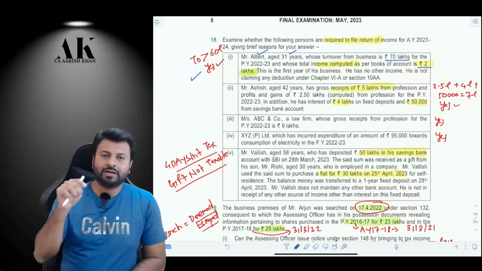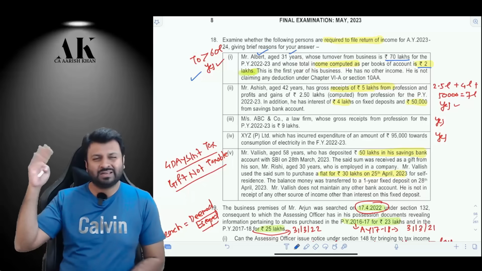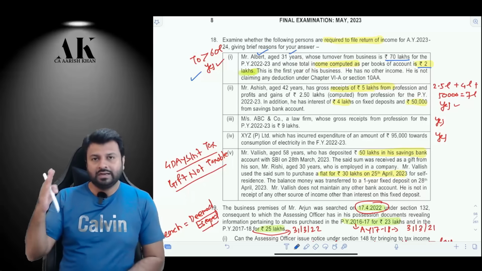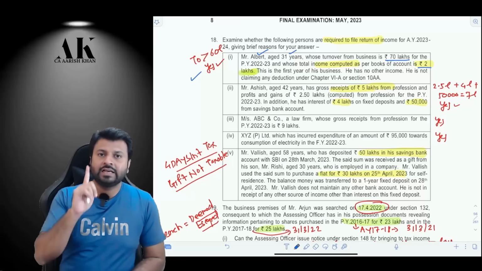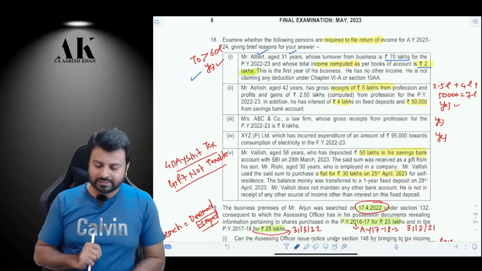Do you remember that there is a separate amendment made by Rule 12BA or something like that? A circular was introduced by CBDT. It is also given in our easy notes. You can go and check over there that if your business turnover is more than 60 lakhs, you are liable to file the return. So because of that, the assessee is liable to file the return.